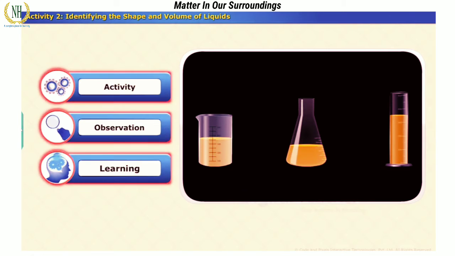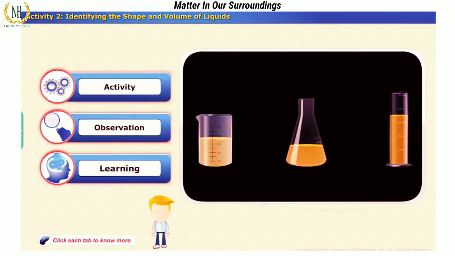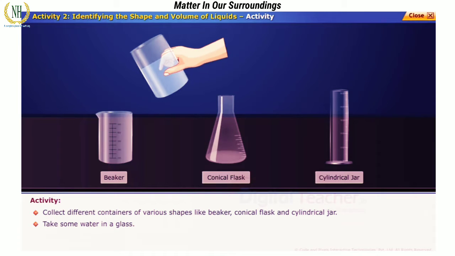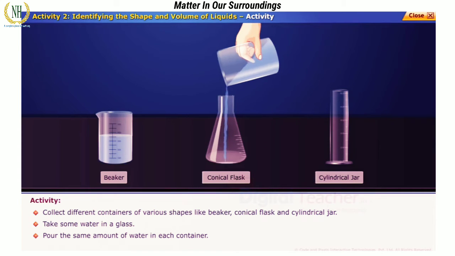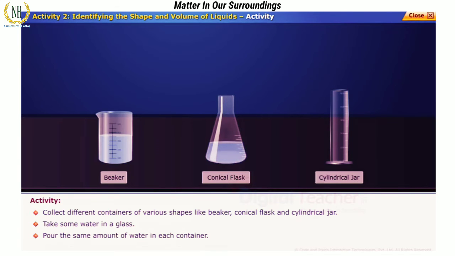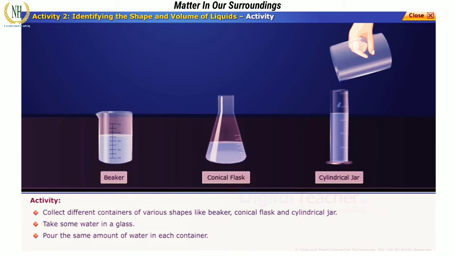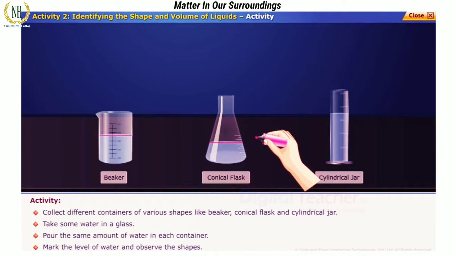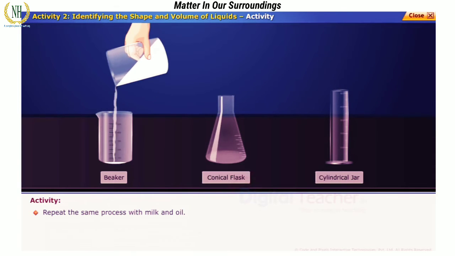Now, let us perform an activity to identify the shape and know the volume of liquids. Click each tab to know more. Collect different containers of various shapes like beaker, conical flask, and cylindrical jar. Take some water in a glass. Pour the same amount of water in each container. Mark the level of water and observe the shapes. Repeat the same process with milk and oil.